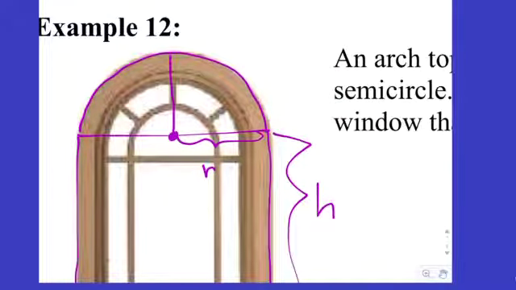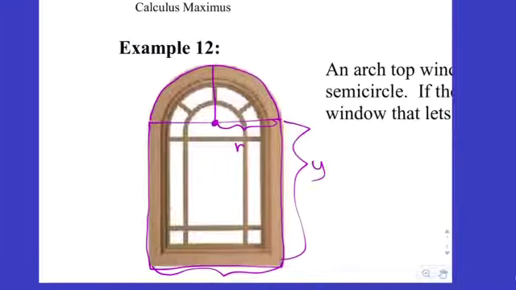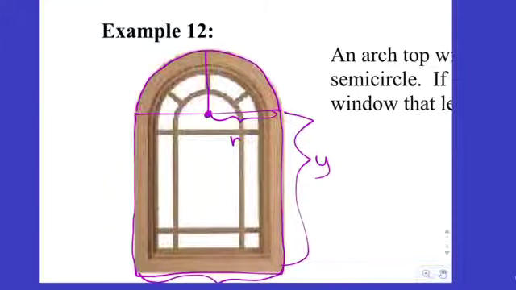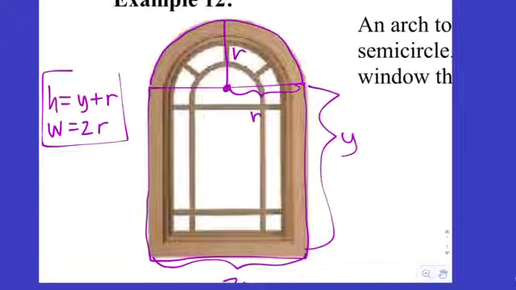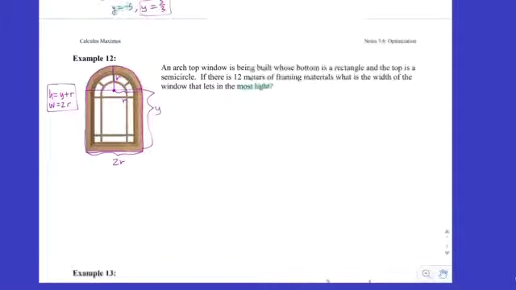I do know that the overall height of the window, maybe I'll call it y. If you call it h, you might think it's the height of the window, but it's not. It's part of the height of the window. The actual height of the window, if I have labeled it like this now, is y plus r. And the width of the window is 2r. So there you go. Labeling small parts and building up rather than big parts and having to scale them back. You don't have negative signs or division signs.